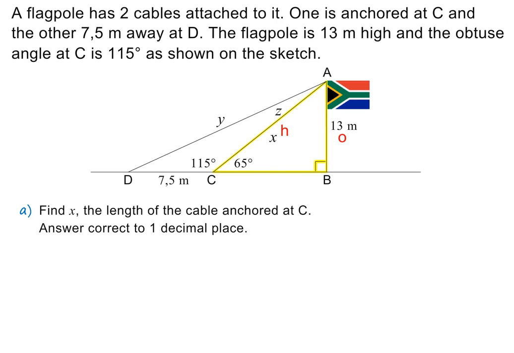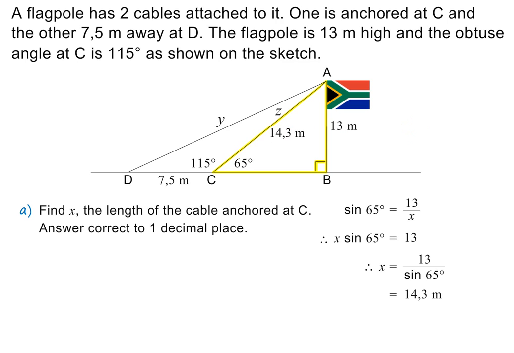We know the length of the opposite side, and the hypotenuse is what we are asked to find. This means we need to use sine to find x. We can therefore write that sine 65 degrees is equal to 13 over x. Next we need to get x on its own on one side. First we multiply both sides by x to get x on the left-hand side. And then we divide both sides by sine 65 degrees to get x on its own on the left-hand side. We are now ready to use the calculator. Correct to one decimal place, x is equal to 14,3 meters.